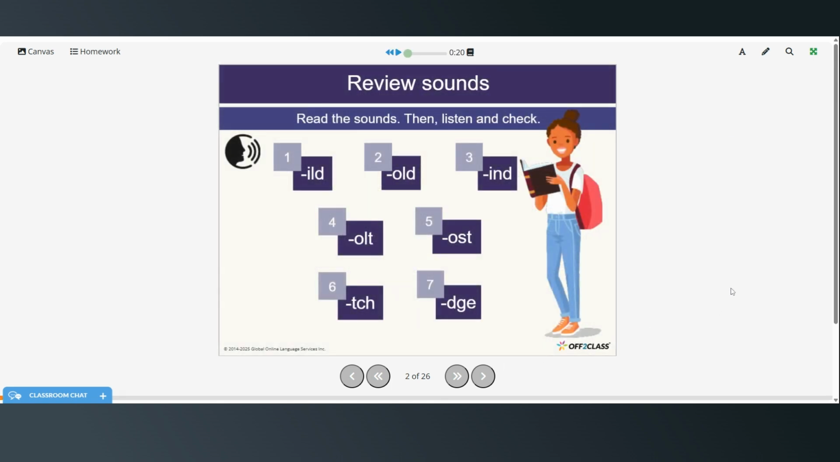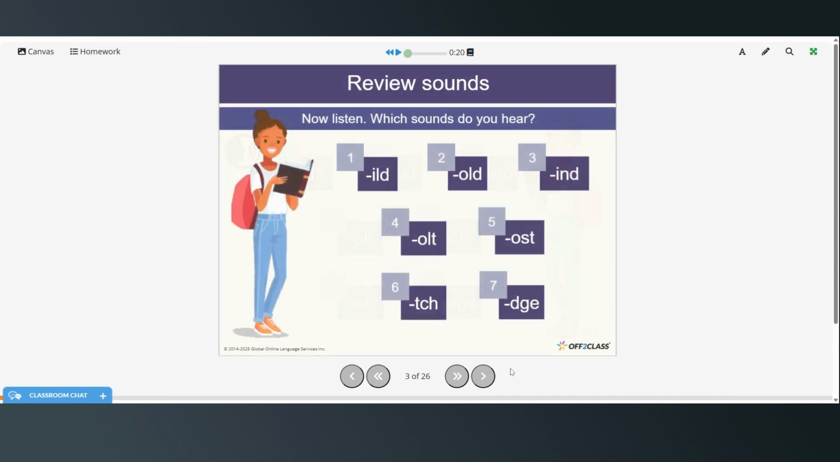But first, let's review the sounds that you've already learned. So practice reading these sounds and then listen and check. Isled, old, eind, ol, ost, j. All right, now listen. Write down the sounds in the order that you hear them, and then I'll play it again and fill in the correct answers.